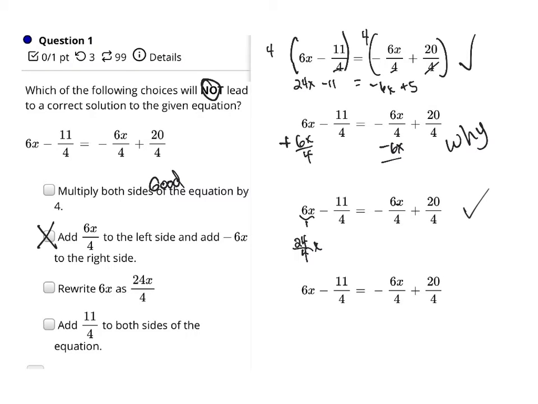And then the last one, we're going to add 11/4 to both sides. So that's adding 11/4 to this side, and 11/4 to this side. That will work because you have more steps to do, but that will still work. So the only answer is where we add 6x over 4 to one side and negative 6x to the other. That doesn't lead you anywhere.